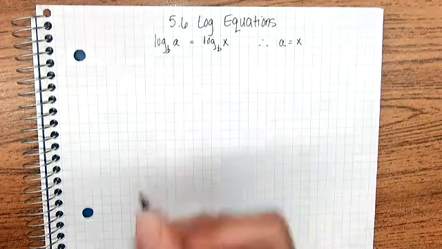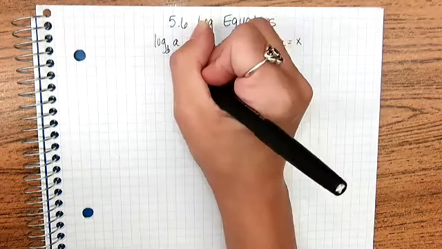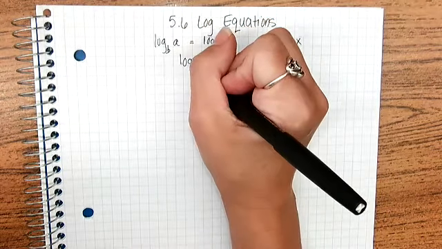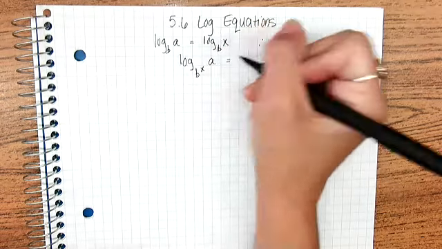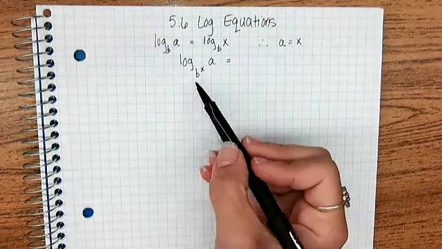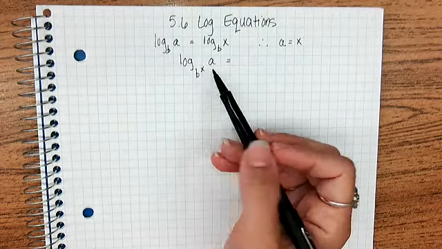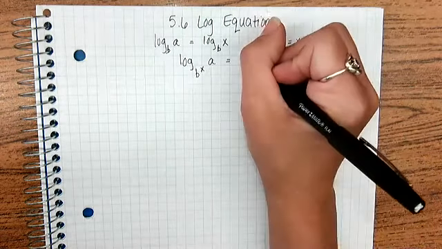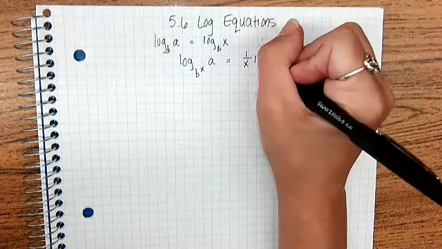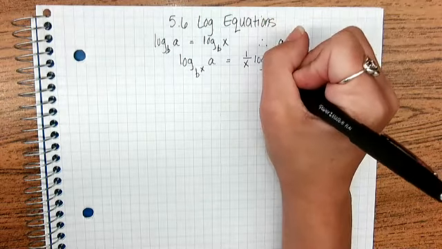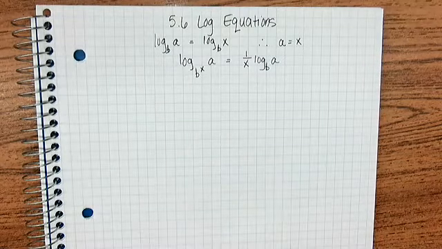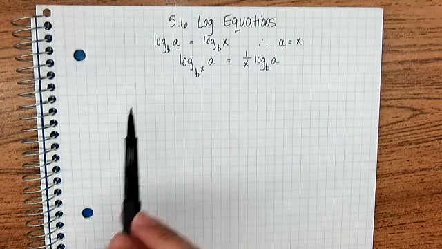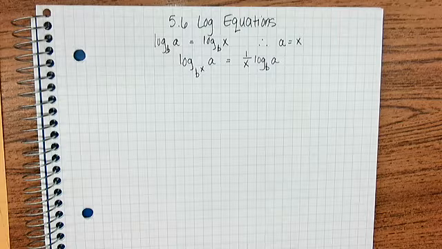Another little identity, I guess you could call it, the log base b to the x of a. You have some base to a power of an argument. This is 1 over x times the log base b of a. The exponent comes out, you take the reciprocal. This is going to be supremely helpful as we're going through some solving problems.